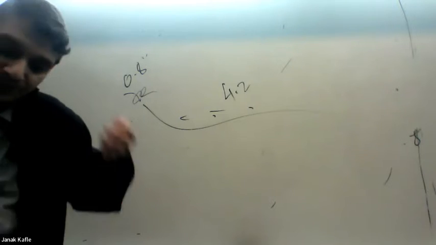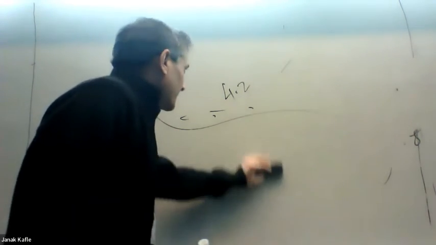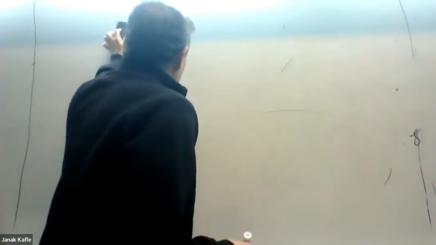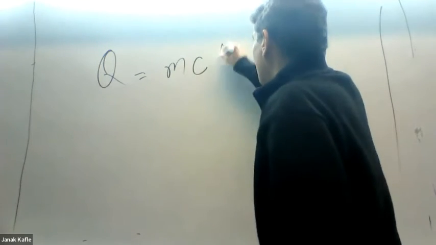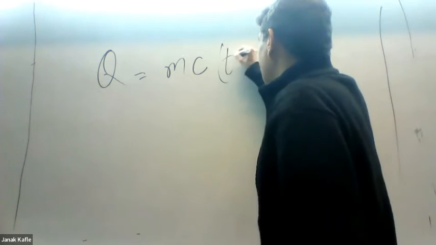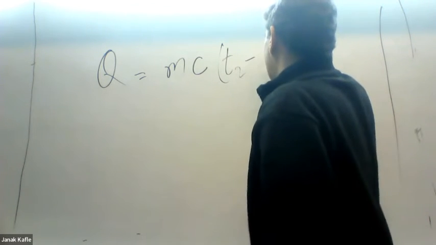Now I'm going to show one equation here. This is really important and it's the fundamental equation for all thermodynamics. So how much heat energy somebody absorbs? It's calculated by Q equals mass of that substance, times specific heat capacity of that material, times the temperature after heating minus the temperature before heating.